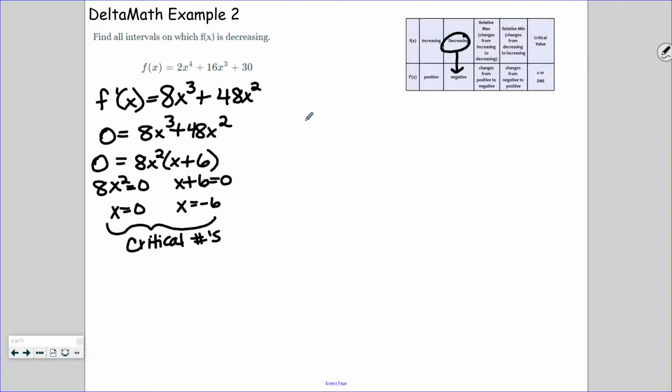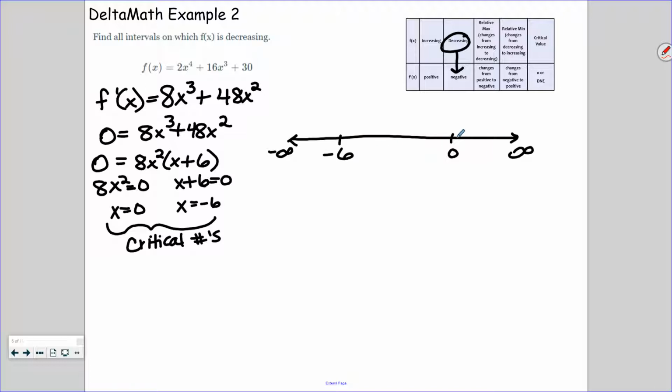So I'm going to make a number line and divide it into intervals based on my critical numbers. So this is a number line. Oh, no, negative 6 comes before 0. Let's try that again. Negative 6, then 0. So now I've created 3 intervals: an interval from negative infinity to negative 6, an interval from negative 6 to 0, and then another interval from 0 to infinity. I'm going to be testing numbers in between here.